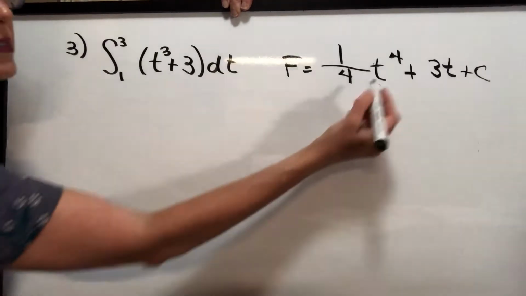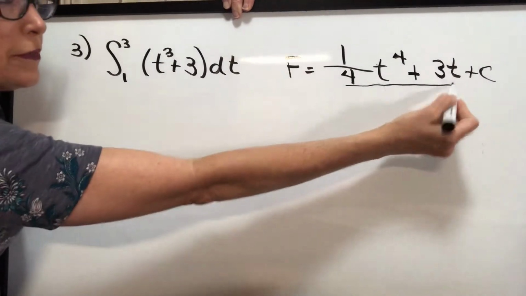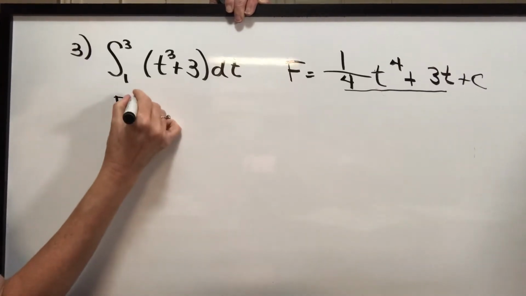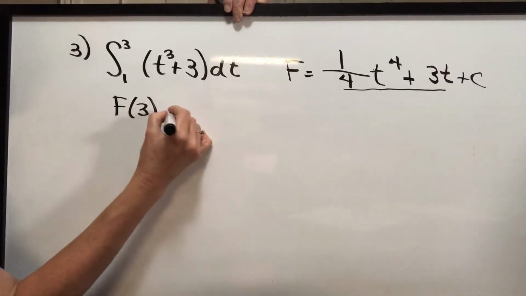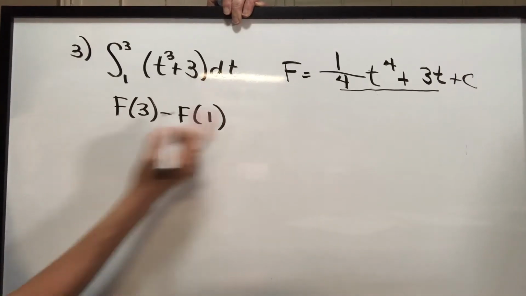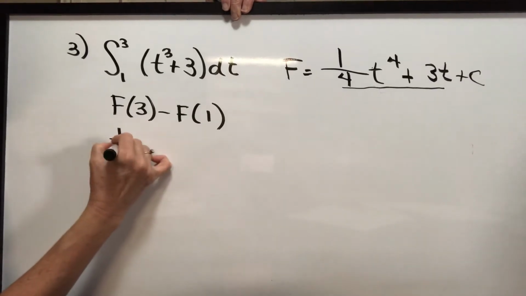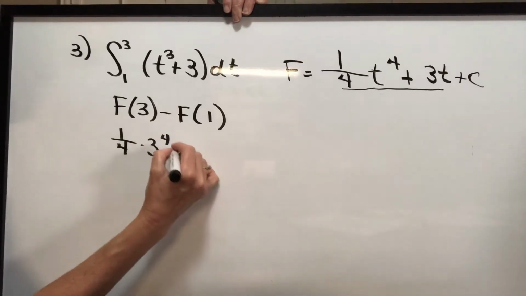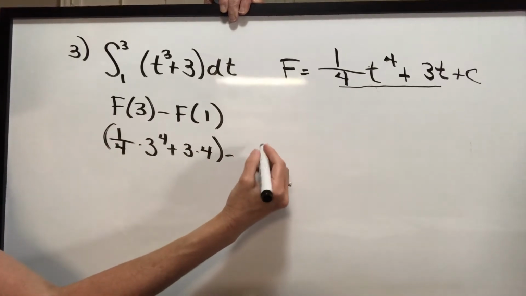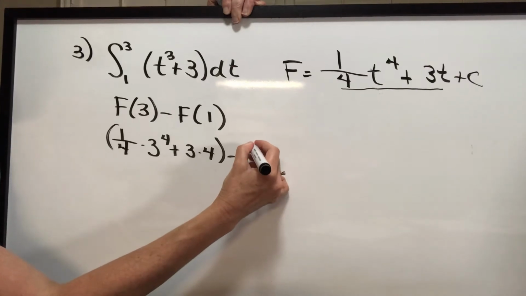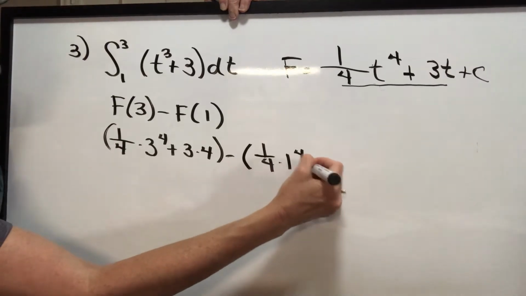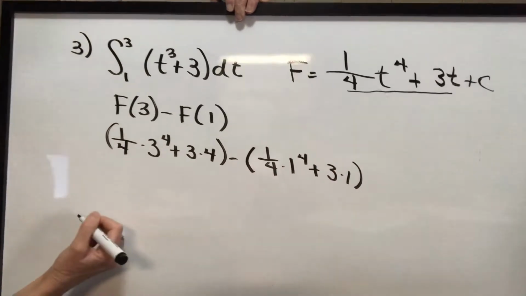Okay, so we're going to take this antiderivative, 1/4 t to the 4th plus 3t, and plug in the numbers 3 and 1. We're finding the antiderivative evaluated at 3 minus the antiderivative evaluated at 1. So we plug in 3: 1/4 times 3 to the 4th plus 3 times 3. And over here, we plug in 1: 1/4 times 1 to the 4th plus 3 times 1. And then we'll calculate that.